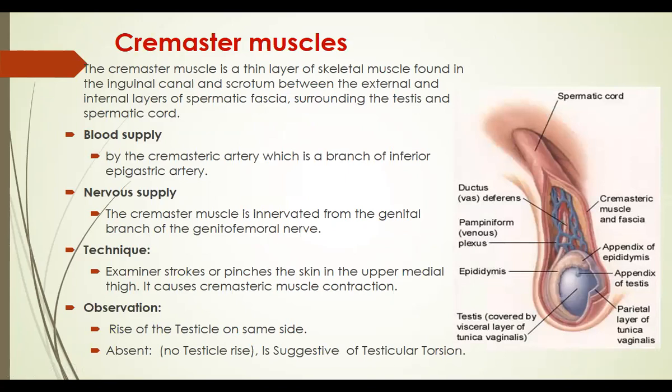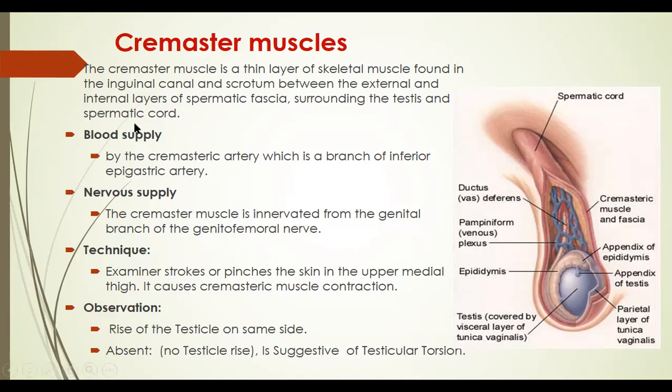Now coming to one important muscle called the cremaster muscle. Okay, the cremaster muscle is a thin layer of skeletal muscle found in the inguinal canal and the scrotum between the external and internal layers of the spermatic fascia surrounding the testis and the spermatic cord. Around the spermatic cord, if you see here, there is a spermatic cord. Around that, there is a muscle called the cremaster muscle, as well as the cremasteric fascia. This cremaster muscle, which is covering the spermatic cord, is very important. Why? I will talk about that later.